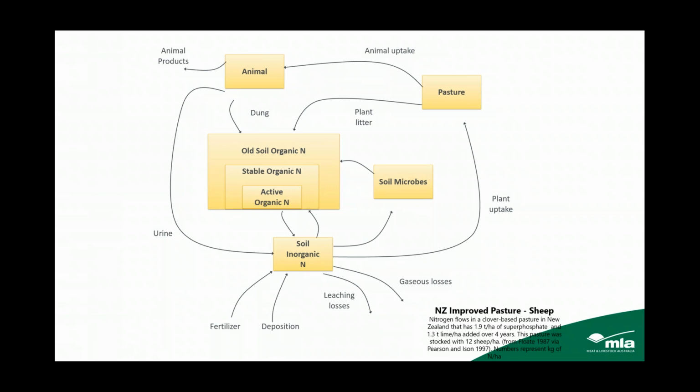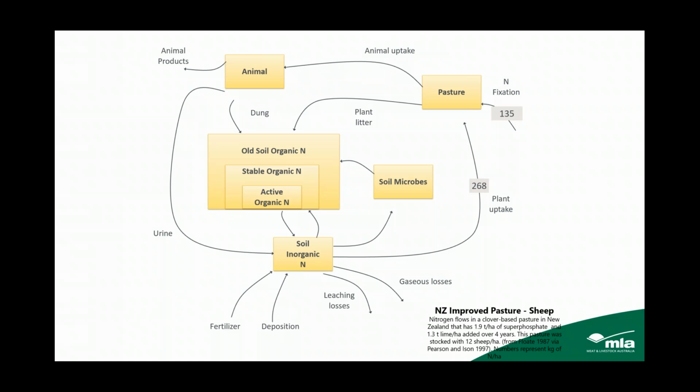Nitrogen flows from a clover-based pasture in New Zealand that's had 1.9 tonnes of super and 1.3 tonnes of lime over 4 years, stocked with 12 sheep per hectare. I love this work. And of course the other major input, nitrogen fixation, I didn't include. Okay, some numbers. So in this pasture system, 268 kilos of nitrogen is taken up from the inorganic pool.